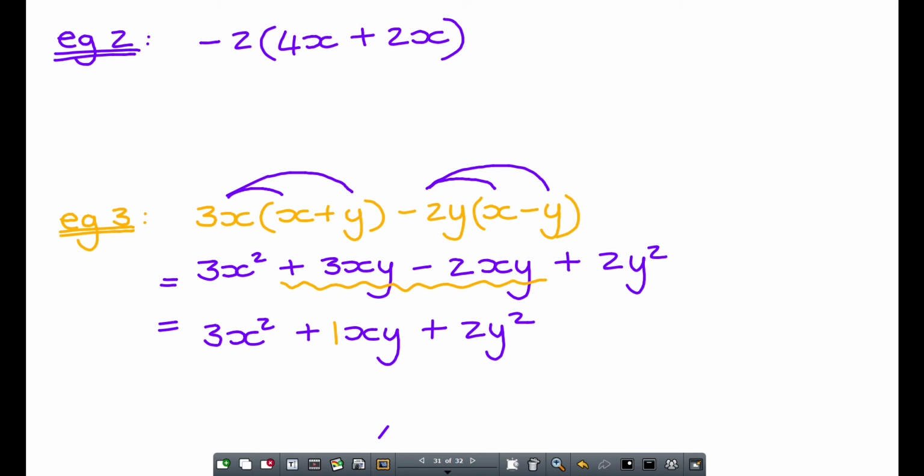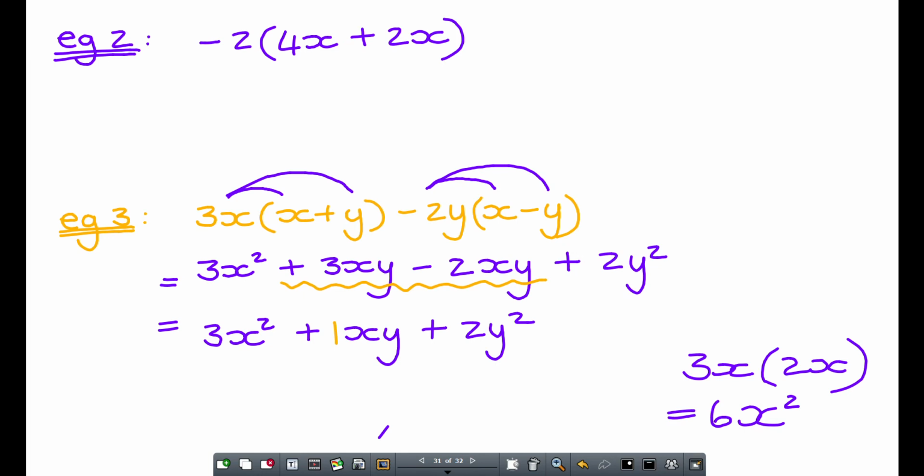Could you say that 3x times 2x would equal 6x? If I multiply the coefficients, the 3 and the 2, I would get 6. But the x times that x will become x to the power of 2. Okay. Any other questions here?